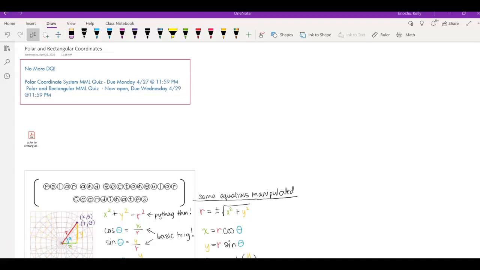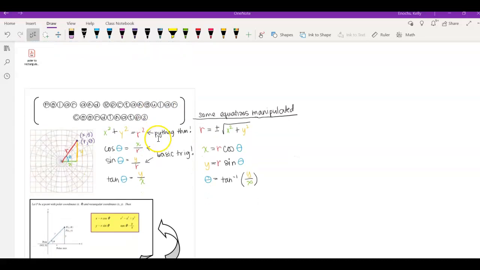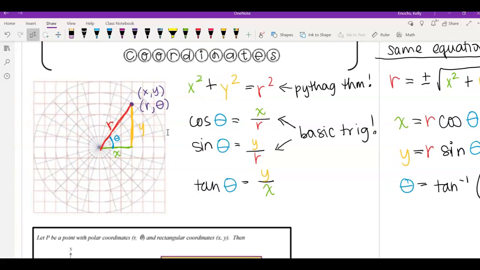All right, let's talk about polar and rectangular coordinates. So basically, the whole goal today is to be able to switch back and forth between polar coordinates and rectangular coordinates. So let's take a look first at those two systems overlaid here. You can see if we pick any one point in both of those systems, then we can define that point in rectangular coordinates by x, y, and we learned last class how to define that point using polar coordinates with r and theta.